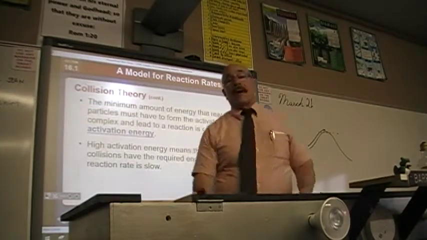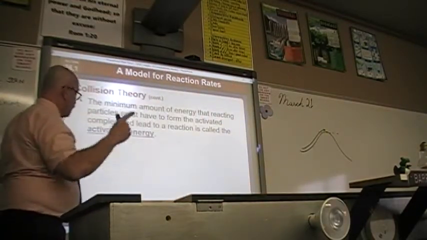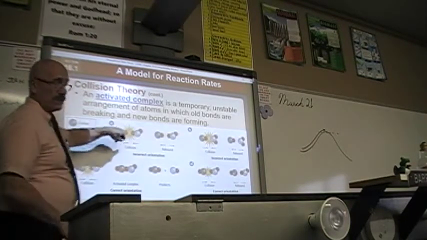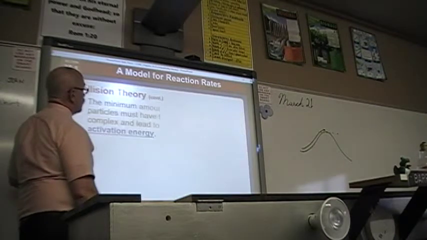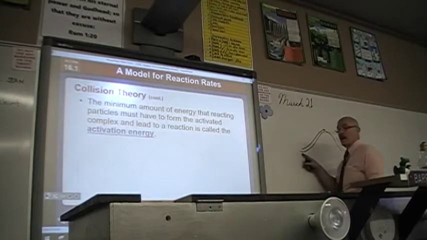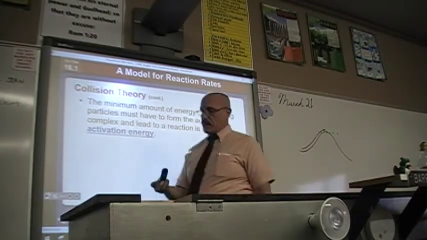Okay, we're talking about reaction kinetics and collision theory. Collision theory depends on two things. Number one, it depends on orientation. Orientation has to do with how those molecules bump into each other. And number two, activation energy, the amount of energy required to make a reaction take place.